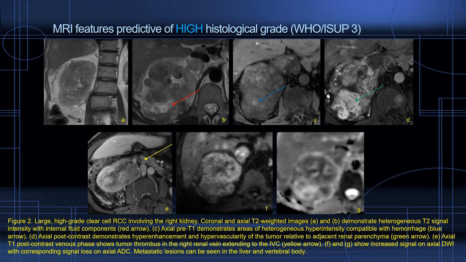On post-contrast image, you can see the avid arterial enhancement. Tumor thrombosis also seen, and the last two images denoted F and G demonstrate restricted diffusion with decreased ADC signal.